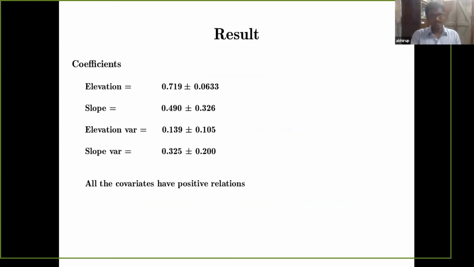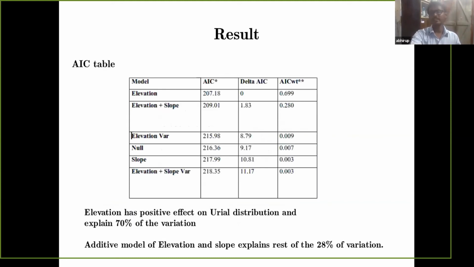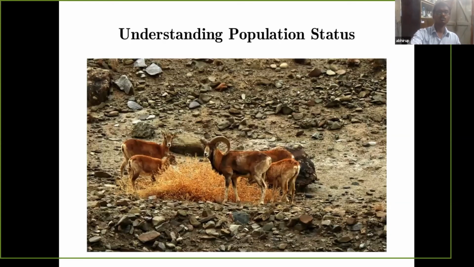Now we see that all those covariates have positive relations with it, but elevation alone explains 70% of the variation, whereas an additive model of elevation and slope explains 28% of the variation. So what we understand is that elevation is the most dominant factor in this landscape. But we have to remember that there is a physiological constraint in all animals. They will not be found beyond an elevational limit where physiological constraints are imposed.